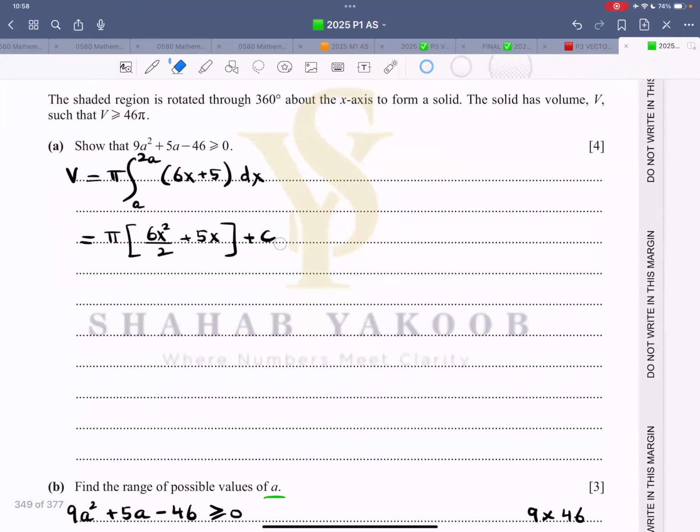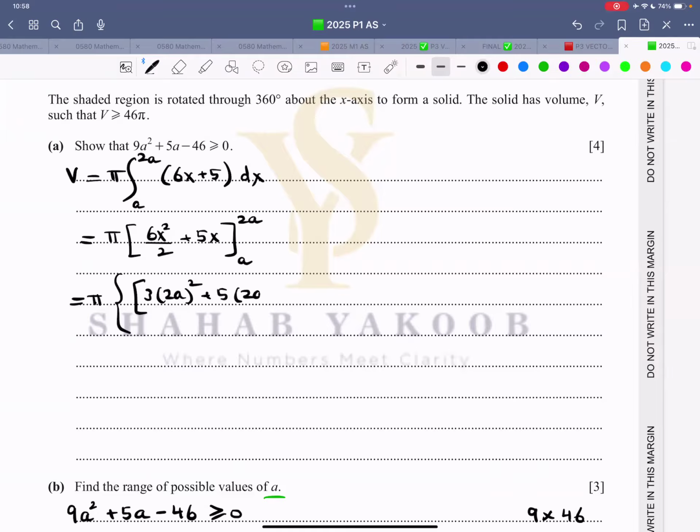And of course, there is limits, so the c will disappear. Now the lower limit is a, the upper limit is 2a, pi as it is, a big curly bracket, then a square bracket. That is 3 into 2a square and 5 into 2a. Close the bracket, another bracket, that is 3 into a square plus 5 into a. Now, in order to keep things on the right track, that is 2a, that is 2a squared, that is simple 2a, that is a squared, that is a.